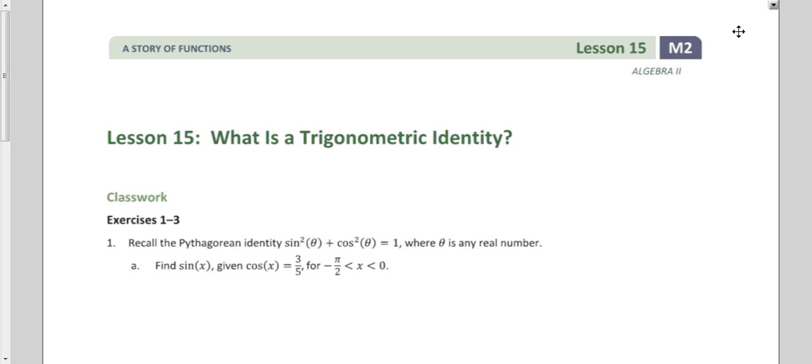So, the title of this lesson says, what is a trig identity? Trigonometric identity. First thing we might need to know, Trey, Tyler, is what do they mean by an identity in math? What do you think an identity means?